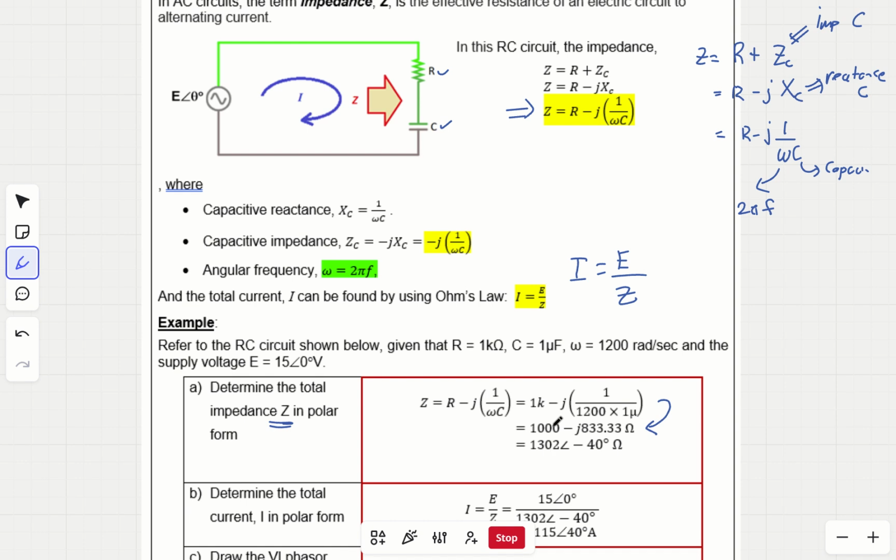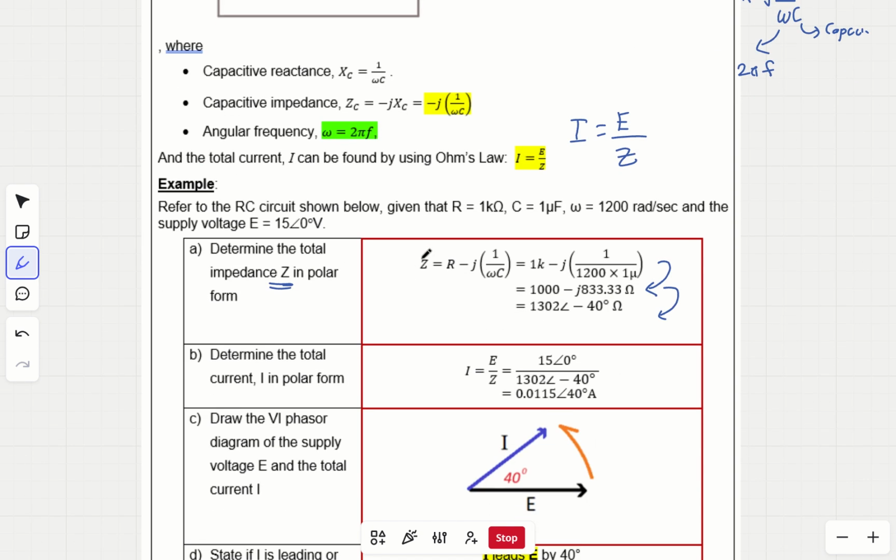Here be careful, we have to do the real part and the imaginary part separately. So the real part is just 1K. For the imaginary part, just simplify this part, it's very easy. You'll get about 833, and then we write it together here. Then in this step we convert this rectangular form to a polar form. How to do this conversion, we saw in the previous section. If you're not sure, go and refer back. You can try it in your calculator, it's just a few clicks. You can convert this to this.